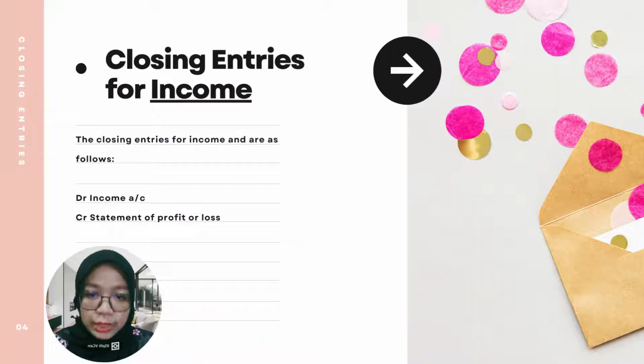The closing entries for income should be: debit the income account, any income account, for example interest income, sales, and rental income should be debited, and then credit the statement of profit or loss, meaning that all the income figures, the closing figures, should be transferred to the statement of profit or loss.